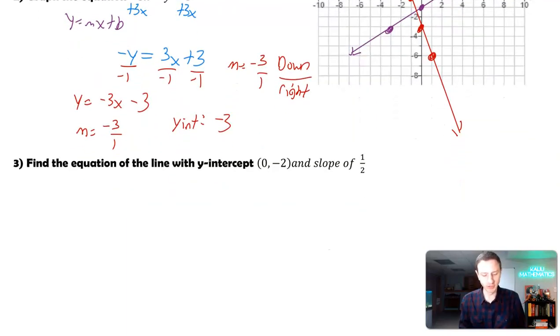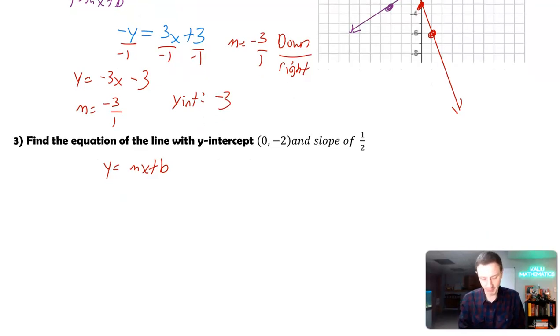Number 3, find the equation of the line with the y-intercept (0, -2) and the slope of 1/2. So we want to gather the information, the slope, the y-intercept, all that information. We want it in the form of y equals mx plus b, and we have the y-intercept because they're giving us the y-intercept of (0, -2). Remember, with y-intercepts, that's when the x value is 0, where the slope is 1/2.